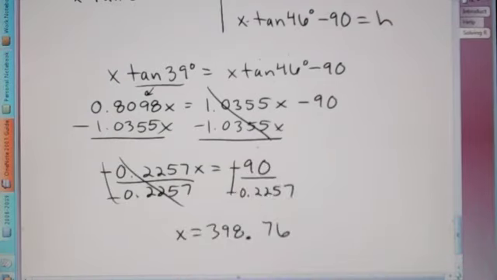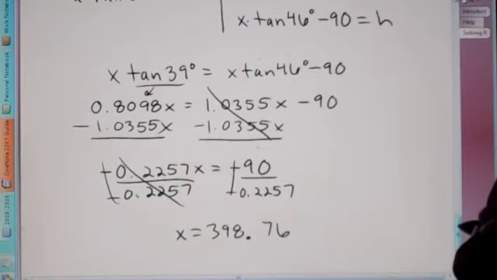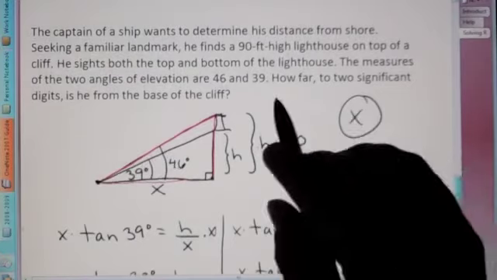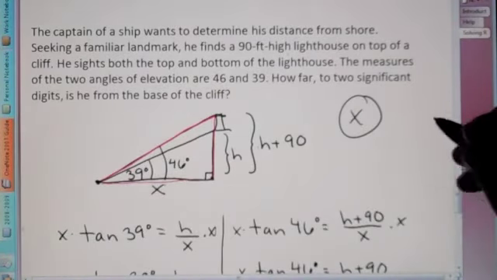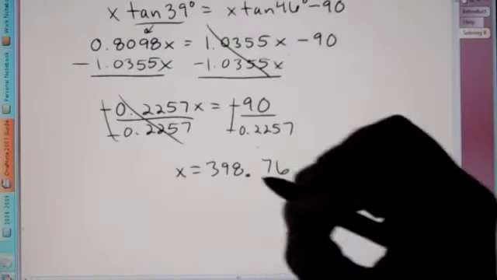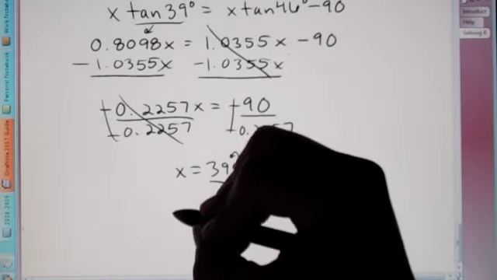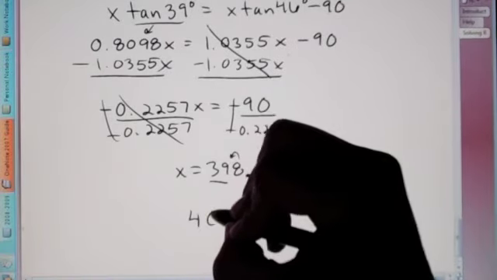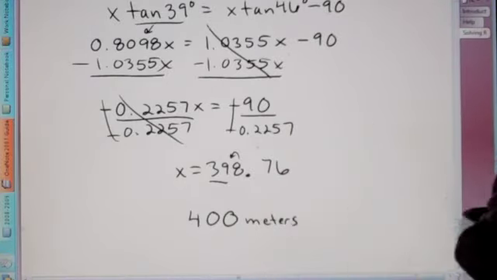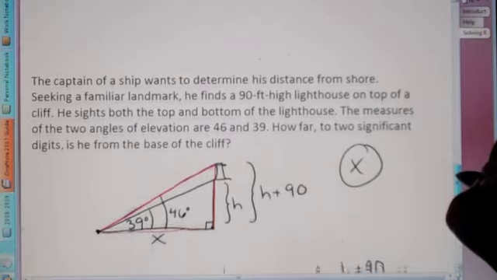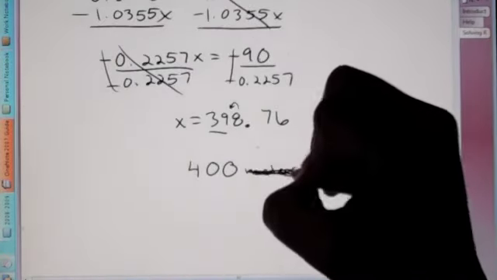Always go back to the original problem and see if they're asking you to round to a certain digit. Here it says, how far to 2 significant digits is the captain from the base of the cliff? So we're worried about those two numbers. So this means we're going to round that up. So our final answer, he is 400 meters away. We are dealing with meters, right? Yes. Oh, no, we're dealing with feet. Okay, 400 feet.